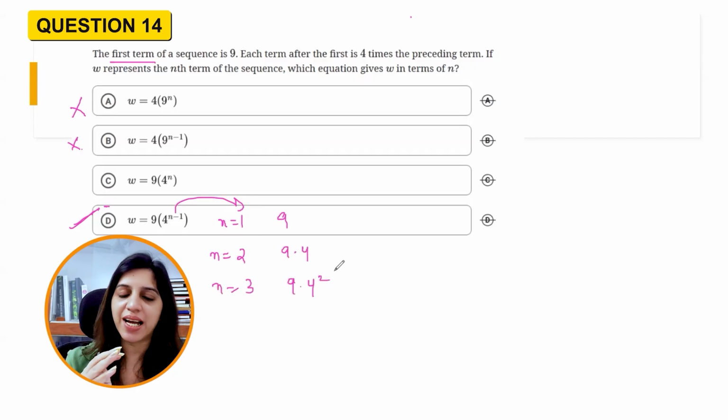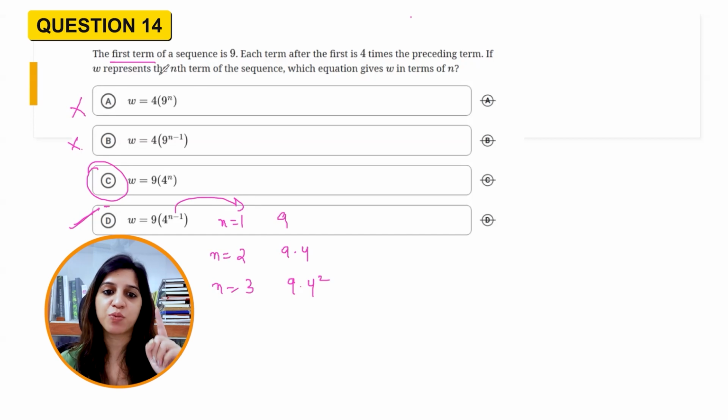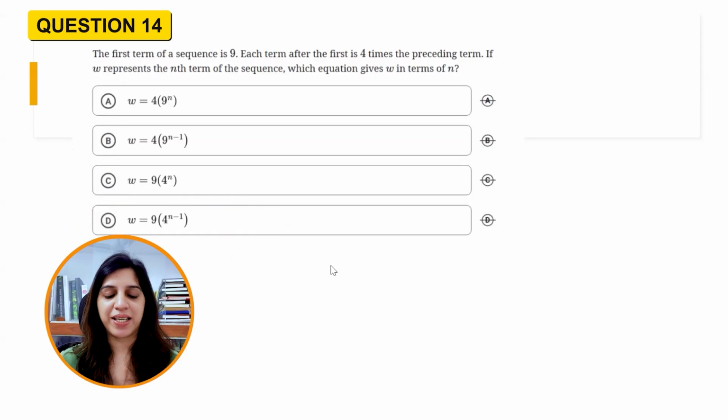The only mistake students make here is they will select option C. If it said initial value is 9, then this was correct. But since it says first term is 9, it means when n is 1, it's supposed to be 9, which is why option D is correct and not C. I hope it's clear. I hope it makes sense.